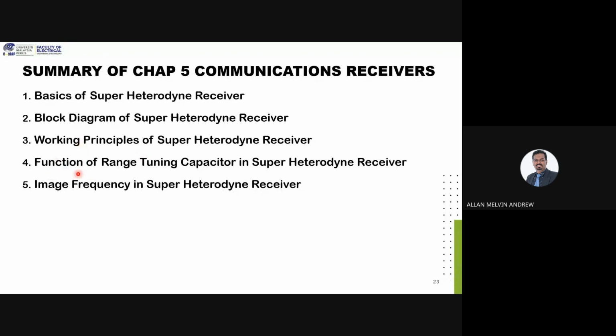We saw the function of a range tuning capacitor in the super heterodyne receiver. The range tuning capacitor is for you to tune to the correct frequency to operate. It can be low frequency, high frequency, or an intermediate frequency, so you need a capacitor to tune the range. At the end, we saw image frequency in the super heterodyne receiver: even though you give a different kind of signal as an input, the output of subtraction will still be the same. That is what we studied today.